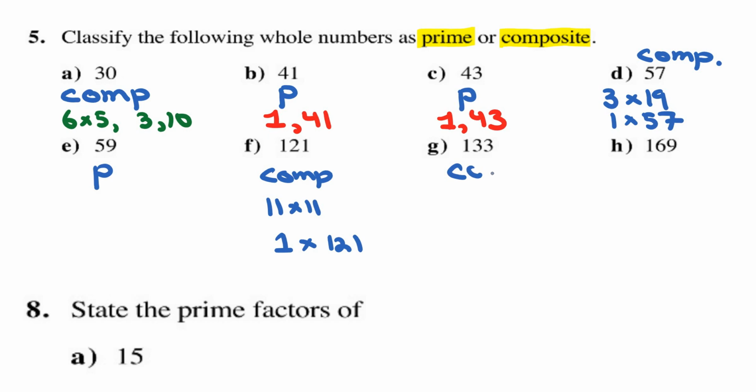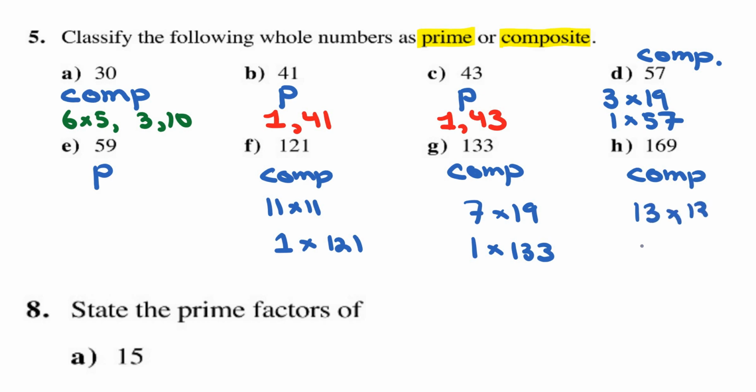133 is a composite number, so we have 7 times 19, and we also have 1 times 133. And then H is going to be a composite number as well because we have 13 times 13, and we also have 1 times 169.